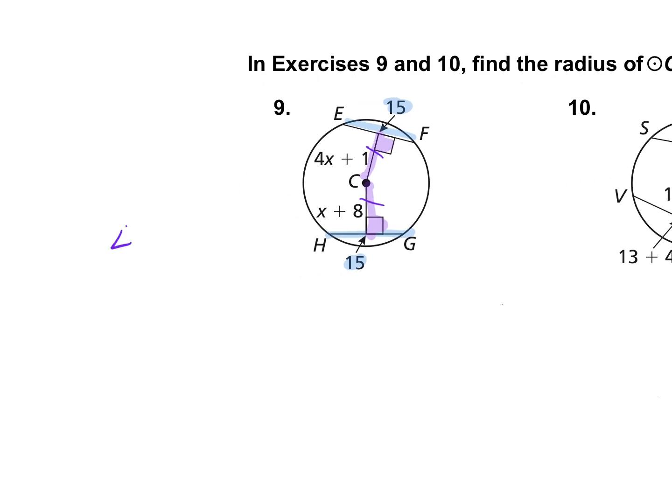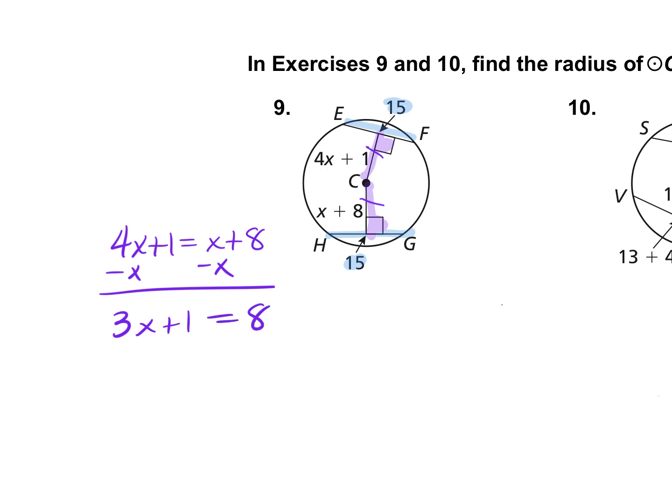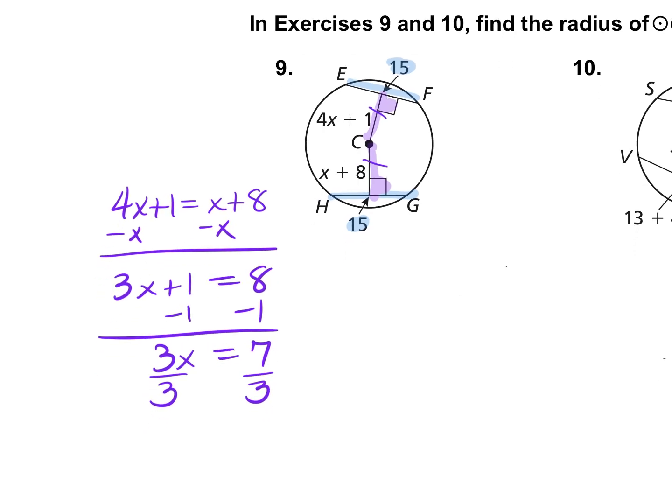So I need to set 4x plus 1 equal to x plus 8. I need to find the value of x, and then I need to plug it back in. So I'm going to subtract x. I get 3x plus 1 equals 8. Subtract 1. 3x equals 7. Divide by 3. And x equals 7/3, or 2 1/3. Now, it did not ask us to find the value of x. It asked us to find the length of the radius.